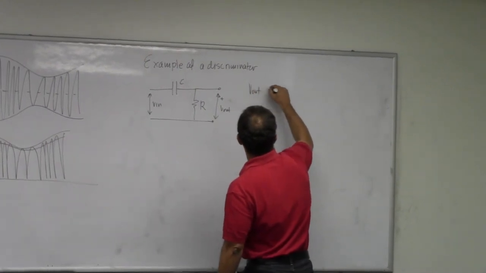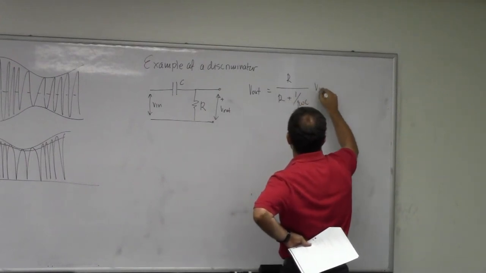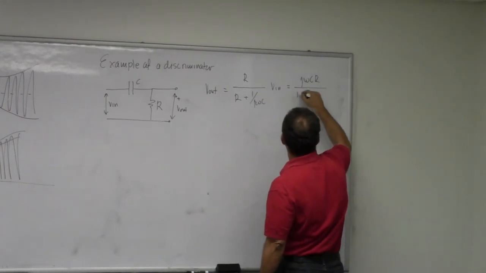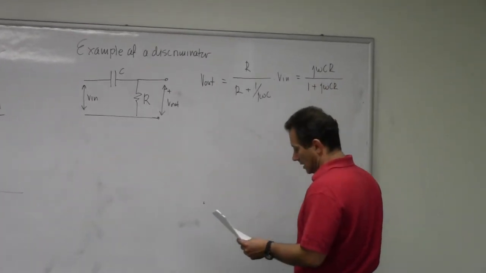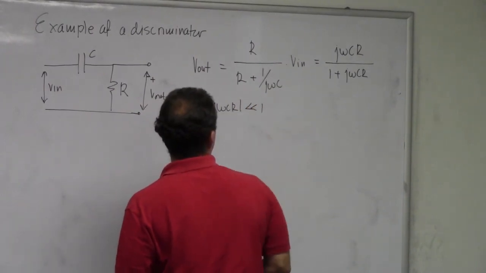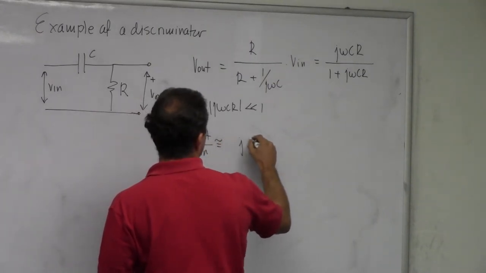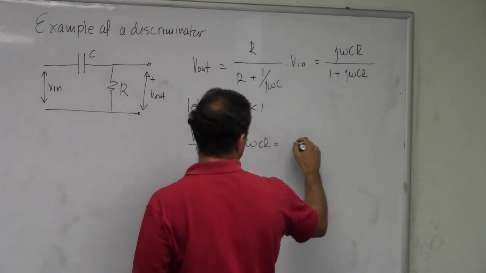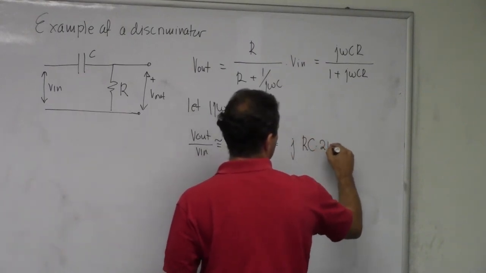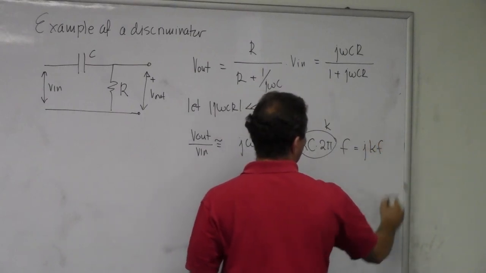Well, V out is going to be R over R plus 1 over j omega C times V in, which is j omega C R over 1 plus j omega C R. Let j omega C R be much smaller than 1, then V out over V in is approximately equal to j omega C R. Or if you want to look at this differently, 2 pi R C times 2 pi F. This is a constant K times F, j K F.